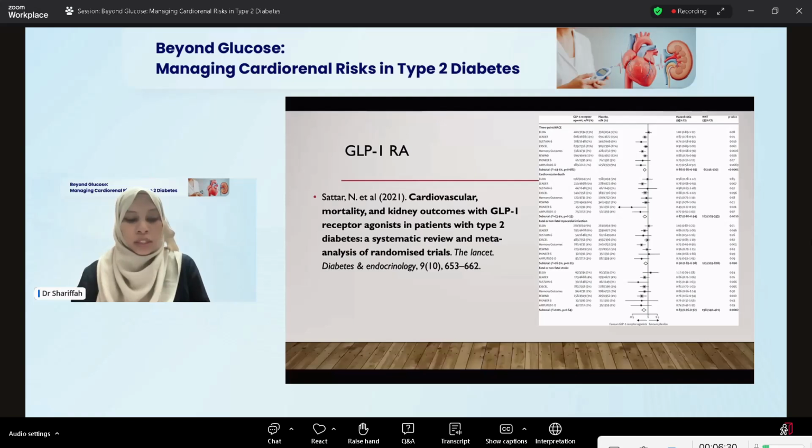So the 3-point major adverse cardiovascular event actually includes cardiovascular death, non-fatal MI, and also non-fatal stroke. And they found that GLP-1 agonists actually reduce all-cause mortality by 12%, hospital admission for heart failure by 11%, and the kidney outcomes, meaning kidney progression, by 21%. And there is no increased risk of severe hypoglycemia, retinopathy, or even pancreatic adverse events. So the cardioprotective effects of GLP-1 agonists cannot be disputed, and this represents an important treatment opportunity to reduce morbidity and mortality in patients with type 2 diabetes.